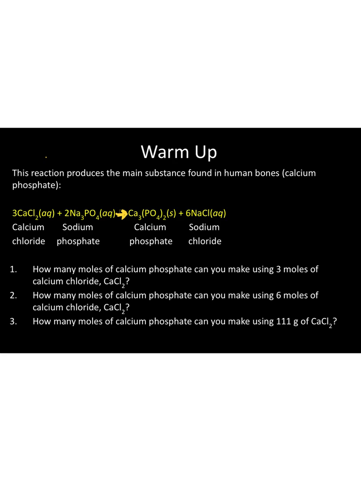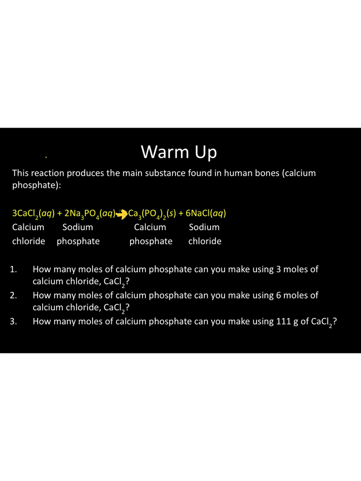All right, so this is a warm-up to get us thinking about how we can do this. It says, this reaction produces the main substance found in human bones, calcium phosphate. The chemical equation reads that 3 calcium chlorides mixed together with 2 sodium phosphate in water produce calcium phosphate and 6 sodium chlorides in water. The calcium phosphate product is a solid.